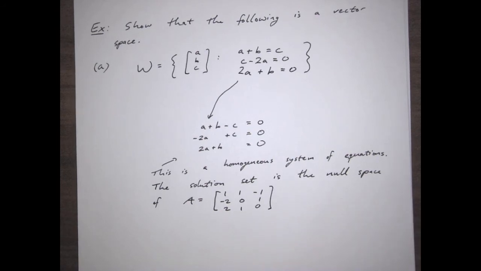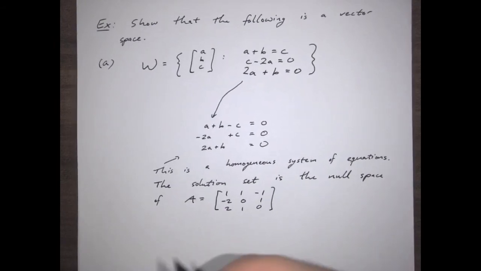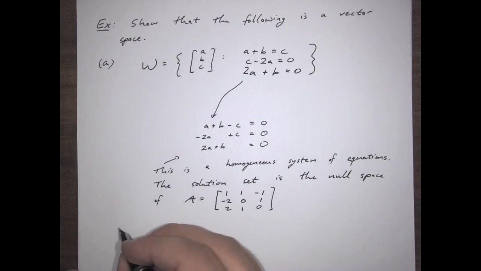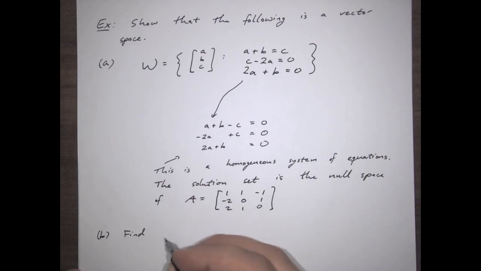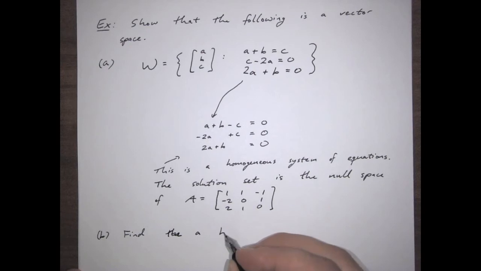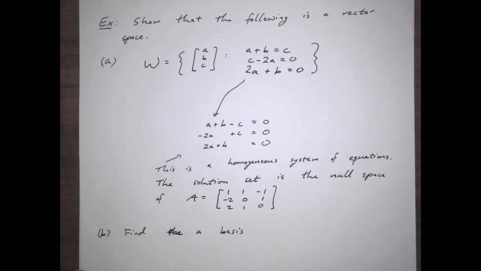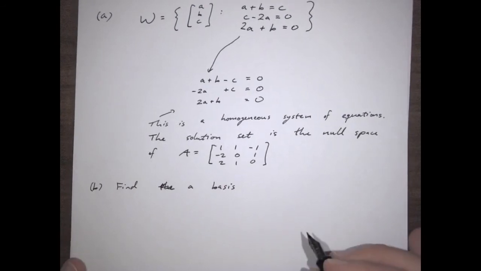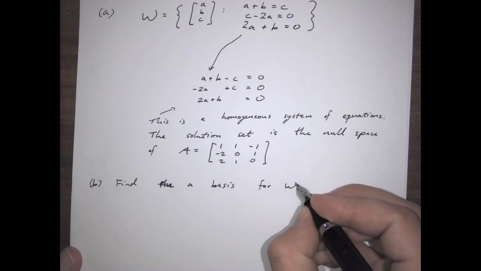And let's say we wanted to find a basis for this. So as a follow-up, let's say, find a basis. I shouldn't say the basis, because there is more than one choice of a basis. Find a basis for W.